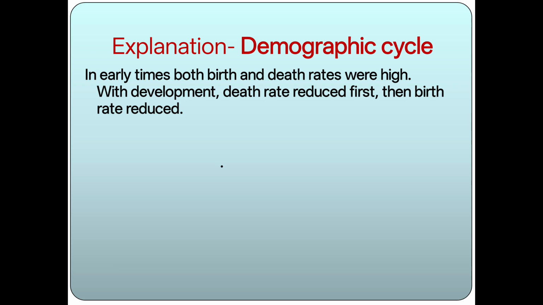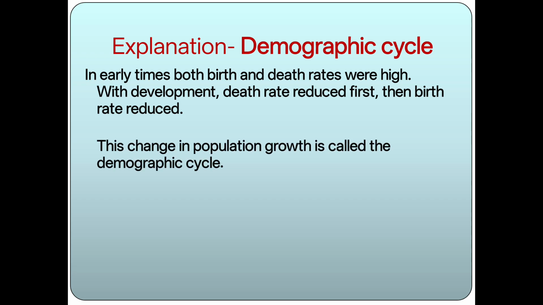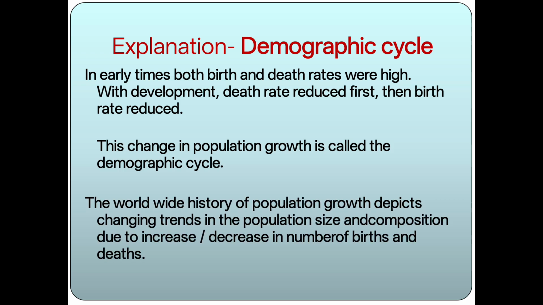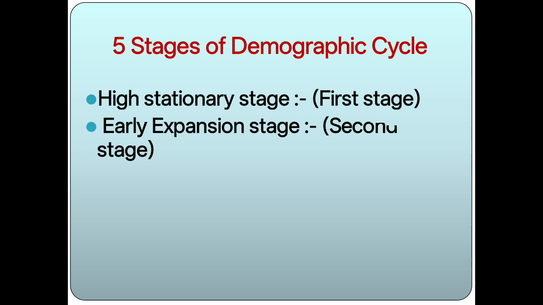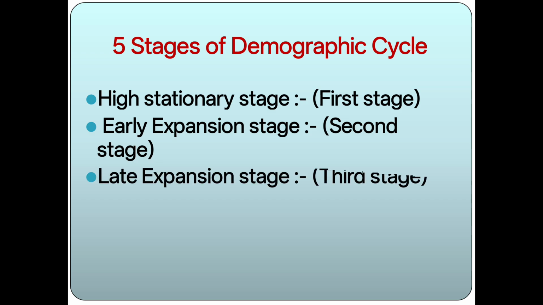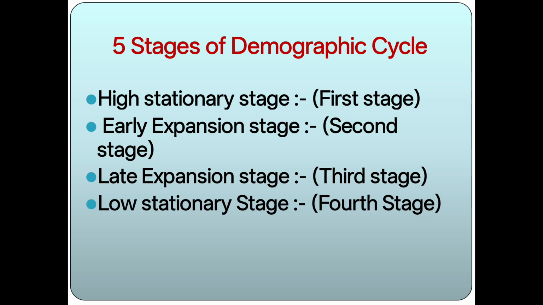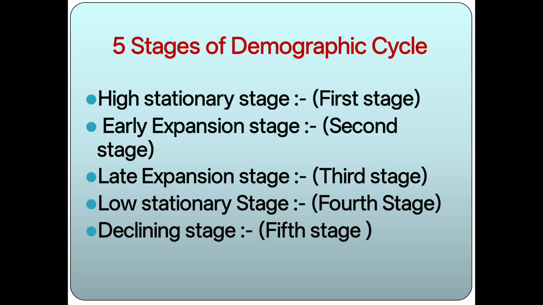In early times, both birth rate and death rate were high. With development, death rate reduced first, then birth rate reduced. This stage in population growth is called the demographic cycle. The worldwide history of population growth depicts changing trends in the population size and composition due to increase or decrease in the number of births and deaths. There are five stages of the demographic cycle. High stationary stage, first stage. Early expansion stage, second stage. Late expansion stage, third stage. Low stationary stage, fourth stage, and declining stage.